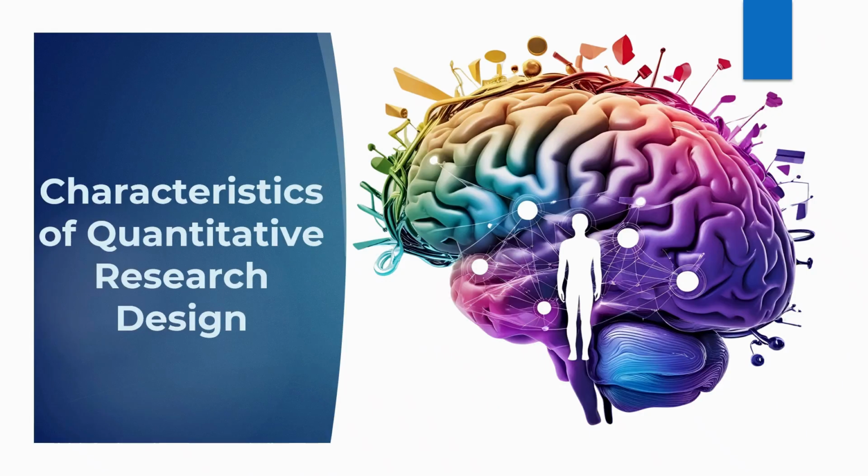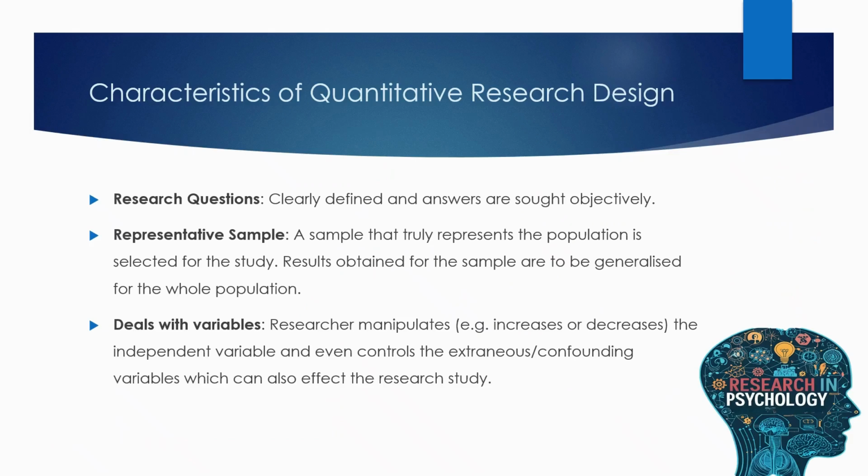Then let's move on to the characteristics of the quantitative research design. So we have learned most of these characteristics as elements of research design, right? So here we'll again deal with most of these as characteristics of quantitative research design. The first is research questions. Obviously we need questions to find answers, right? So these are clearly defined and answers are sought objectively. Secondly, we have a representative sample. And what is a representative sample? It's a sample that truly represents the population selected for the study.